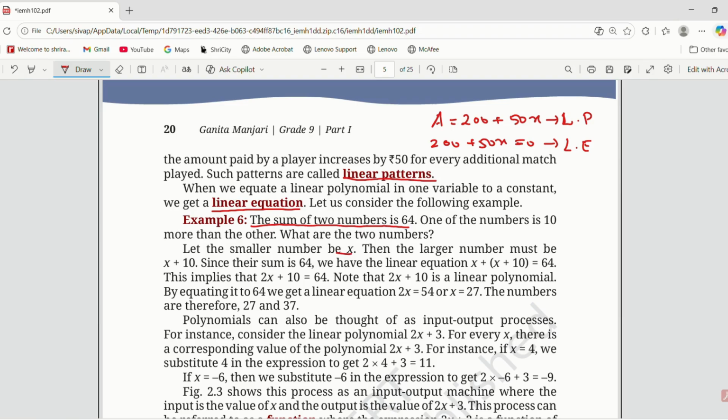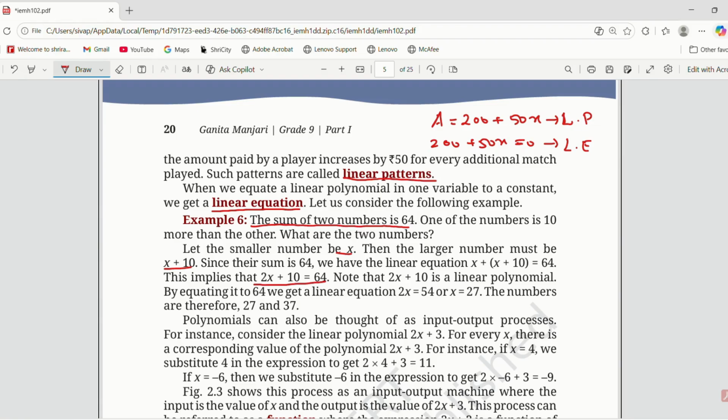See, here they have used a single variable method. Let the smaller number be x, and the larger number must be 10 plus x, because one number is greater than the other number, right? So the smaller number is x and the larger number is 10 plus x, and their sum is 64, which means we have to add these two numbers, x and 10 plus x. If we add x and 10 plus x, which will give the answer 64, and x plus x is 2x, so 2x plus 10 equal to 64.